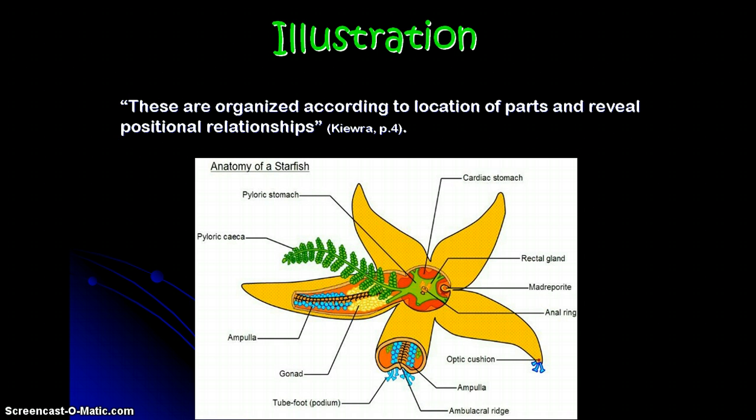This last slide shows an example of an illustration graphic organizer. We all see these in textbooks or even in magazines. An illustration graphic organizer, such as the one you see for the starfish, shows location parts and reveals positional relationships.